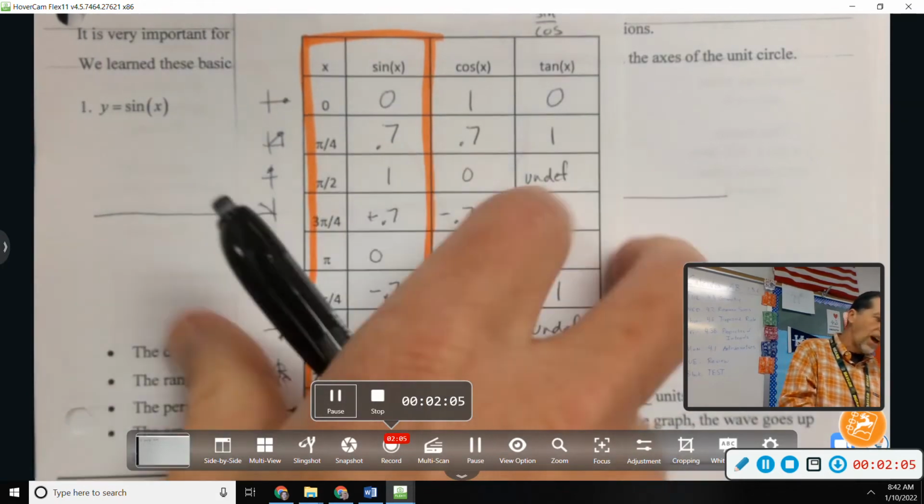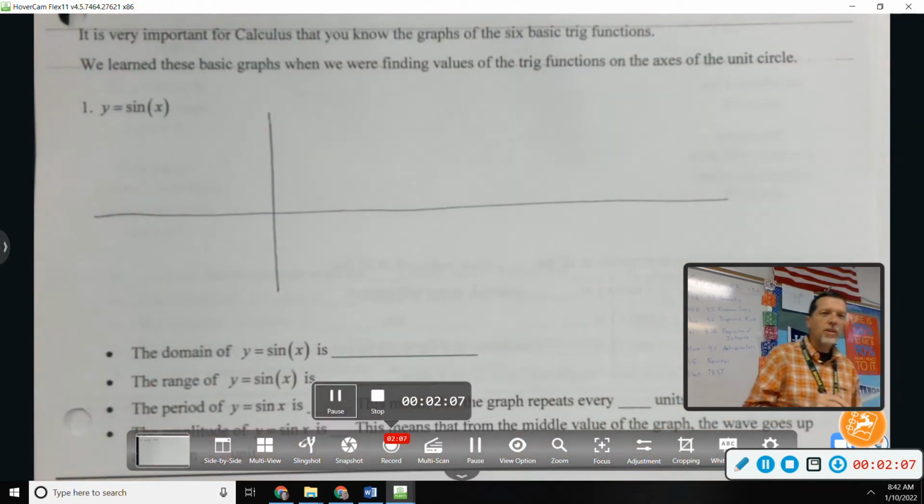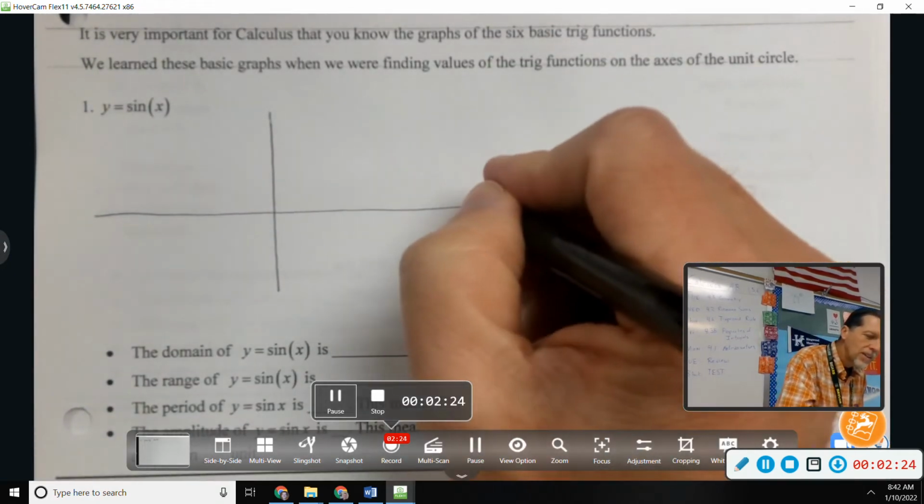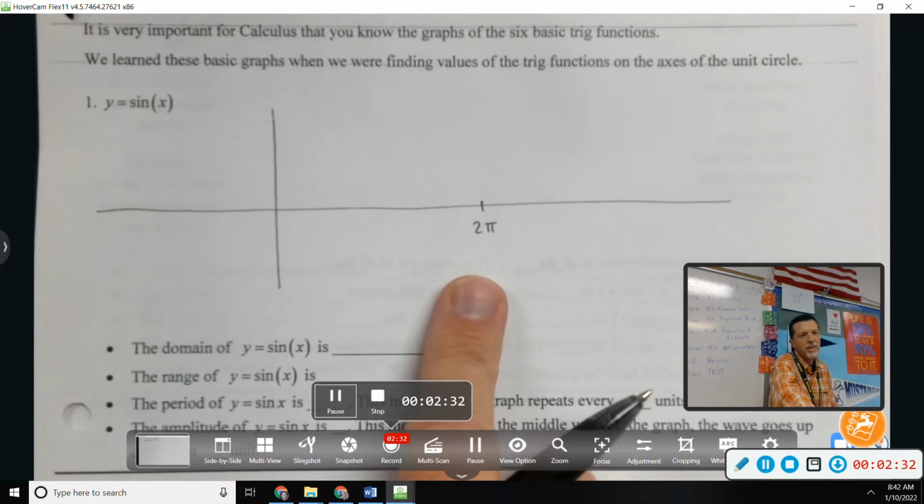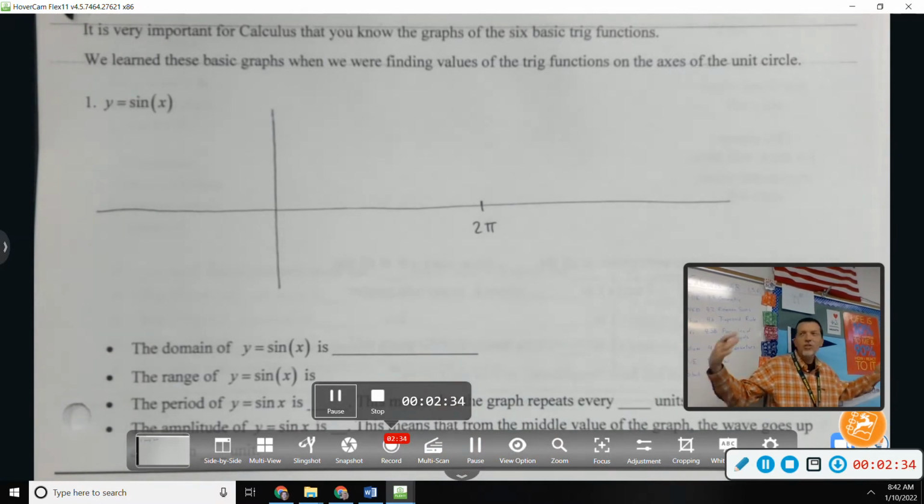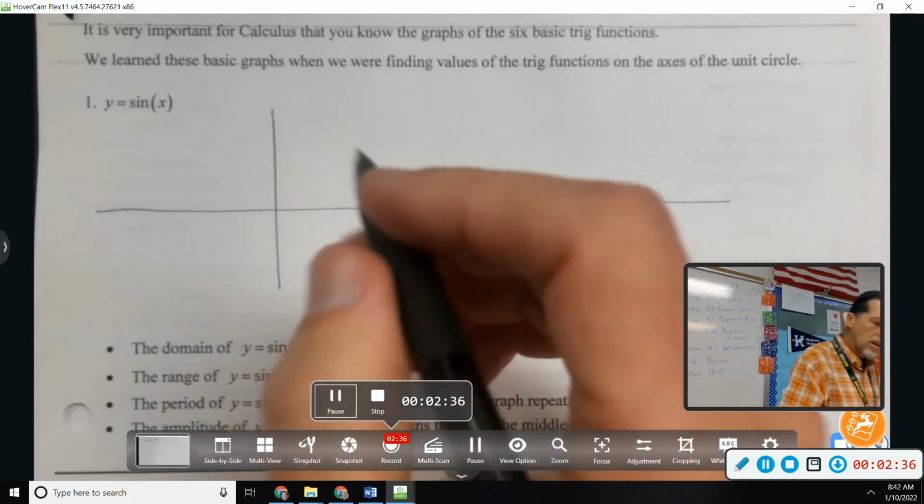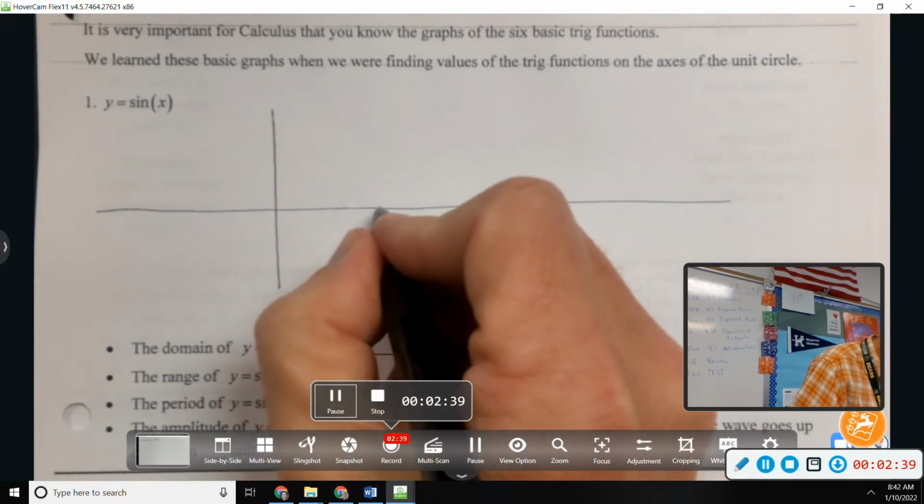We're going to use that as we build our graphs. Okay? So, at what point does sine start over? Like, when we go around the unit circle, how far do we go around before we just start over? 2 pi. I would say 2 pi. So our entire graph is going to fit between 0 and 2 pi. Now I'm putting 2 pi there because I want to extend it out and show that it repeats. So let's put 2 pi about right there.